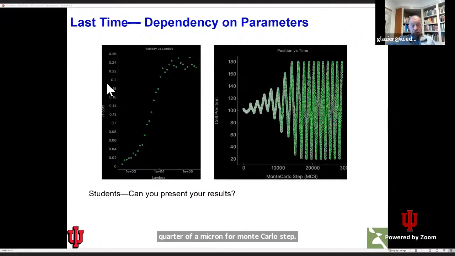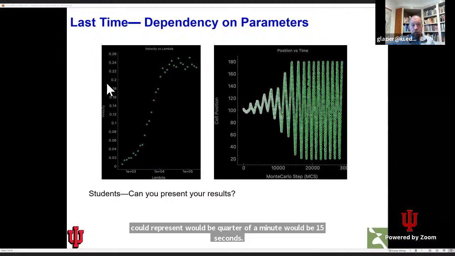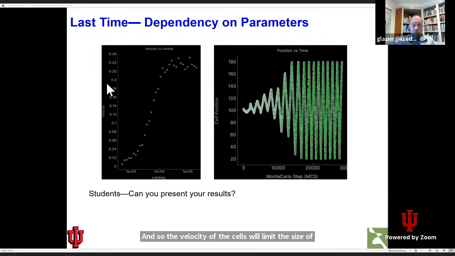So suppose that the cells move at 1 micron per minute, then the biggest our Monte Carlo step could represent would be 1/4 of a minute, 15 seconds. And so the velocity of the cells will limit the size of the Monte Carlo step. We can always make this Monte Carlo step smaller in real time, but we can't make it bigger. And so the fastest crawling cell in your simulation will set the scale of the Monte Carlo step.